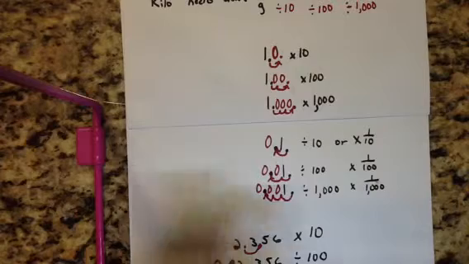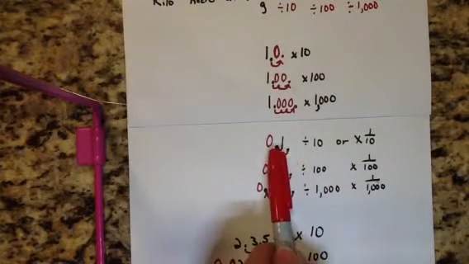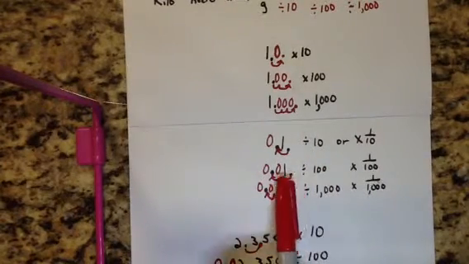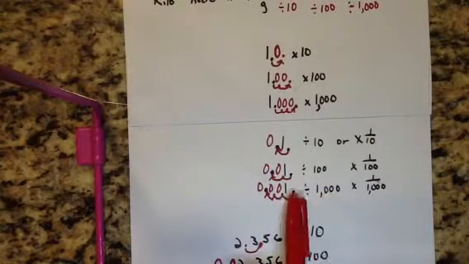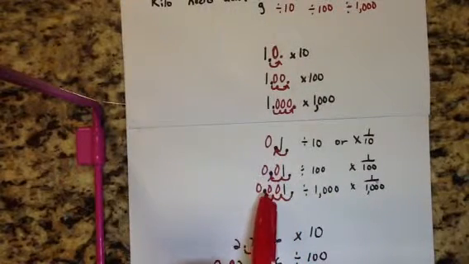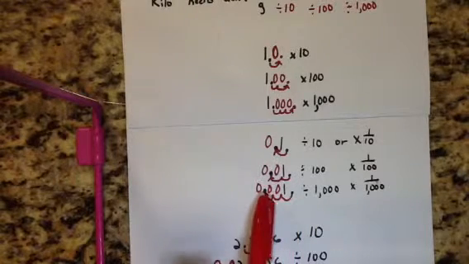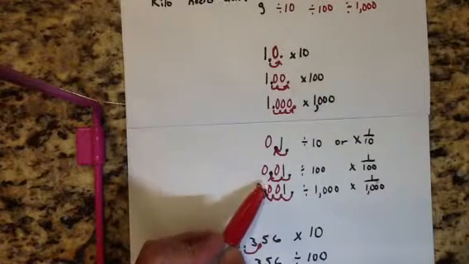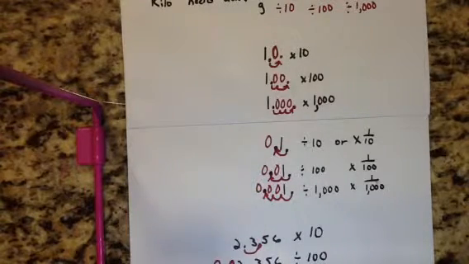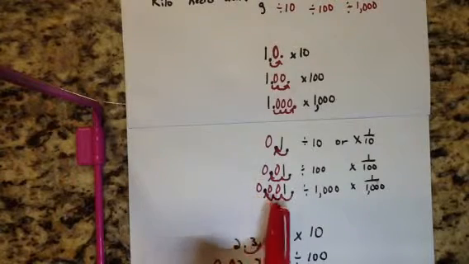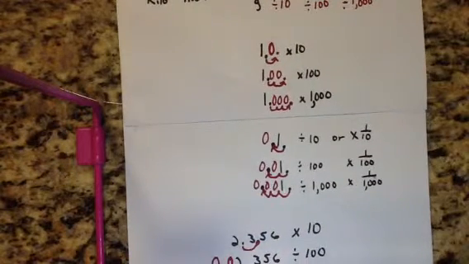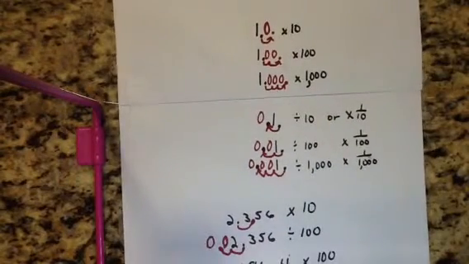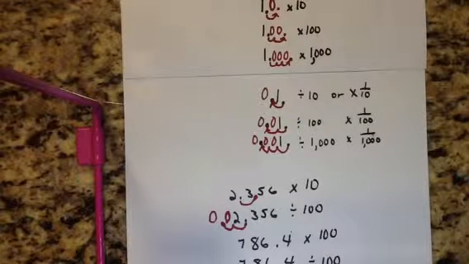So if we divide by 10, we move it 1 place to the left. Divide by 100, 2 places to the left. Divide by 1,000, 1, 2, 3 places to the left. And notice as I move my decimal, I put a 0 in front of the decimal just to indicate to the reader this is a decimal. Okay, notice the decimal. That's what that 0 in front kind of does, it alerts the reader that they have a decimal. Okay, so let's look at some practical examples.